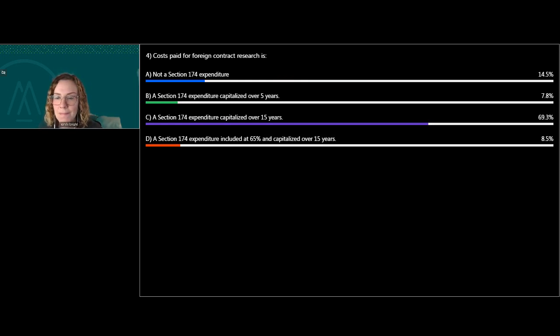Thanks, Emily. It looks like most people got this right. The answer is C. For any foreign R&D expenses, it is going to be capitalized over 15 years.